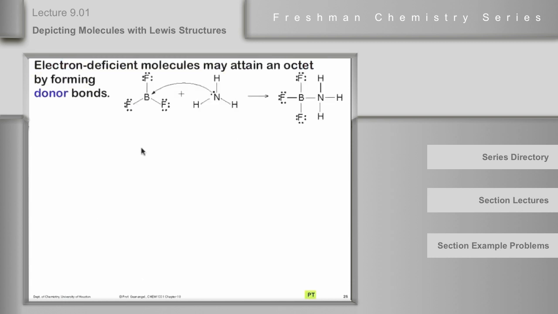Now, sometimes the presence of an electron-deficient molecule leads to the formation of what are called donor bonds. A donor bond between ammonia takes this lone pair on the nitrogen in NH3 and shares it with the boron here, which has 6 electrons and would dearly love to have 2 more. And so we get something that looks like this, a donor bond. A donor bond means that the pair of electrons that make up the bond both came from the same place, in this case, the nitrogen.